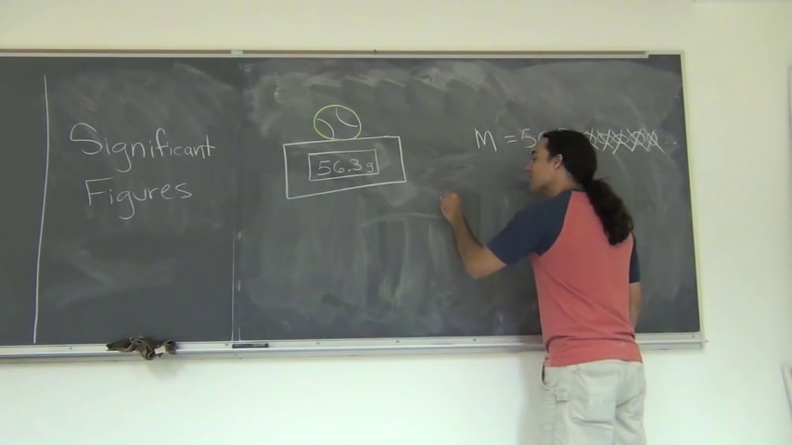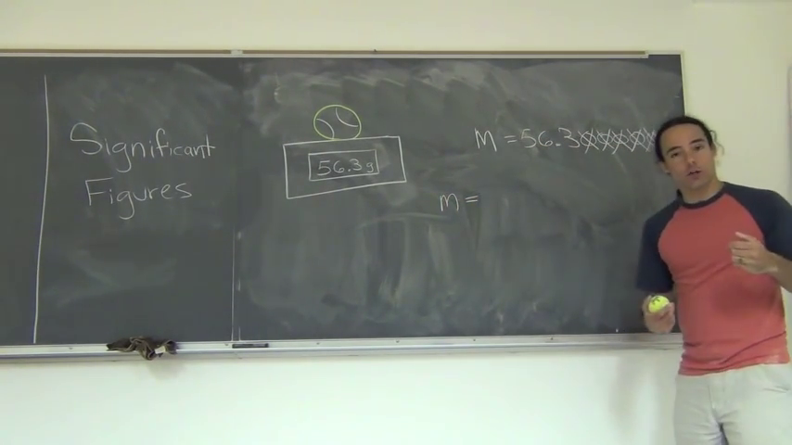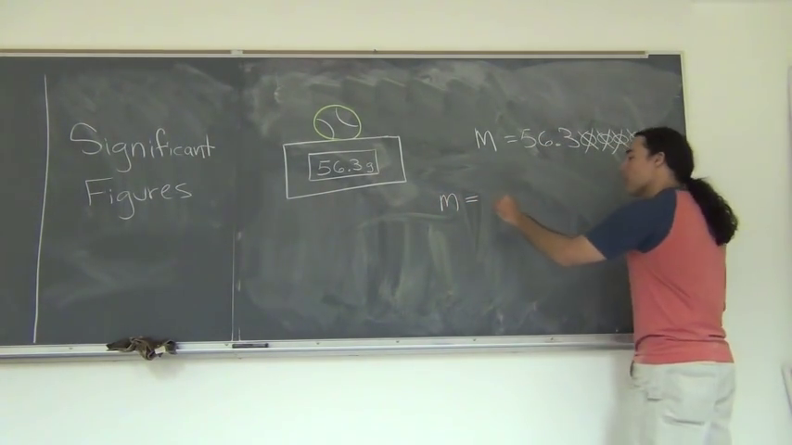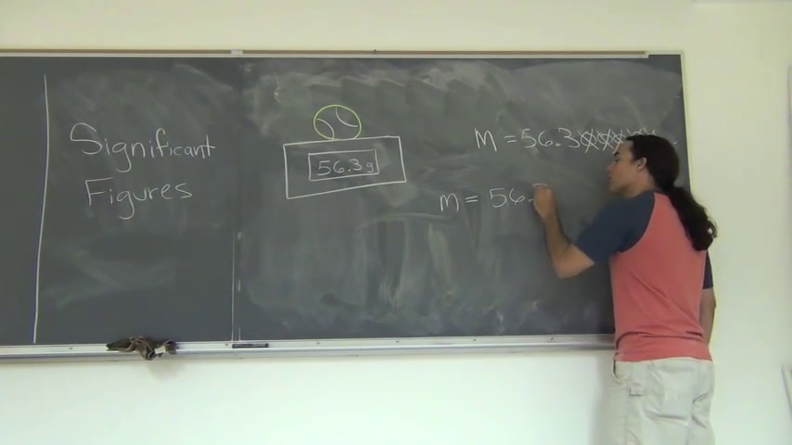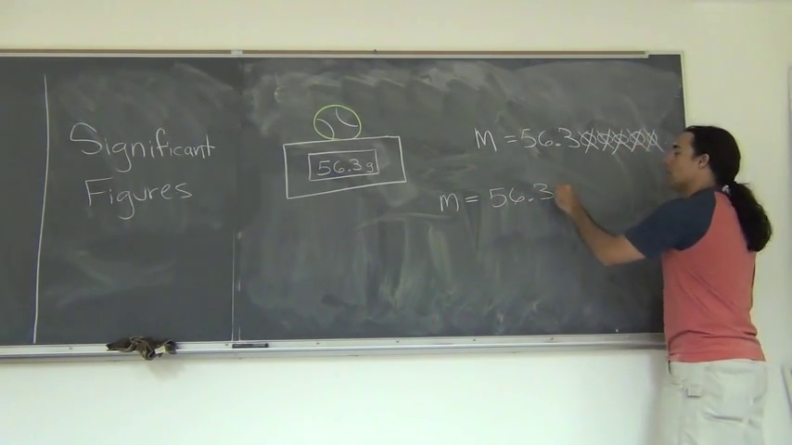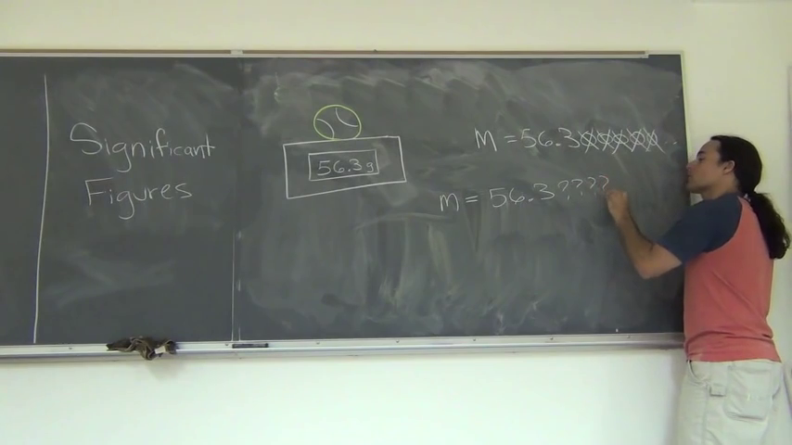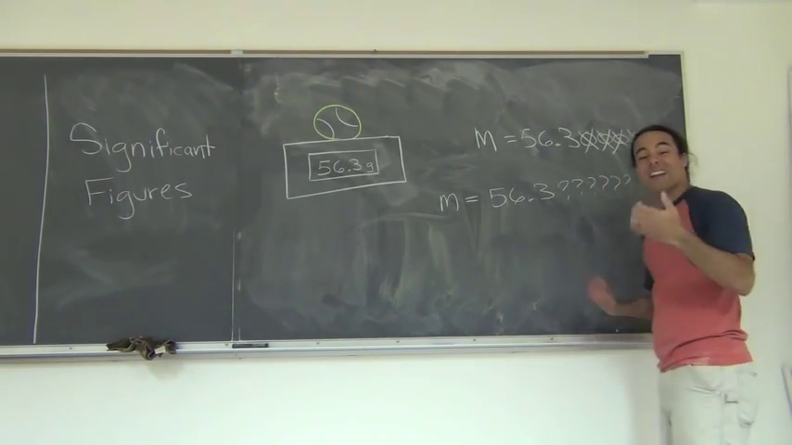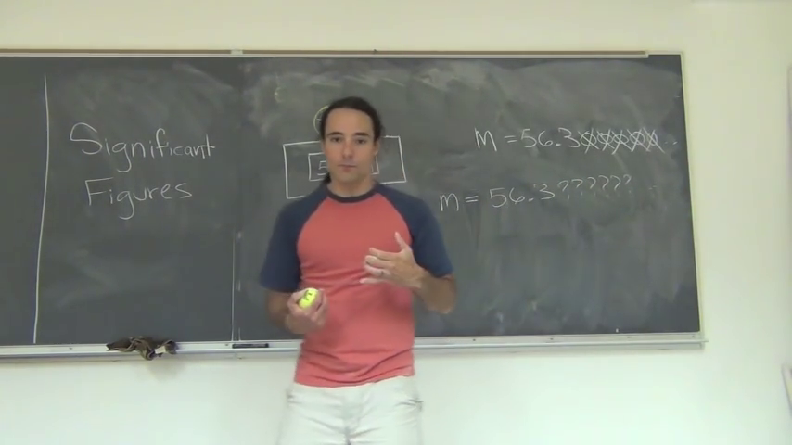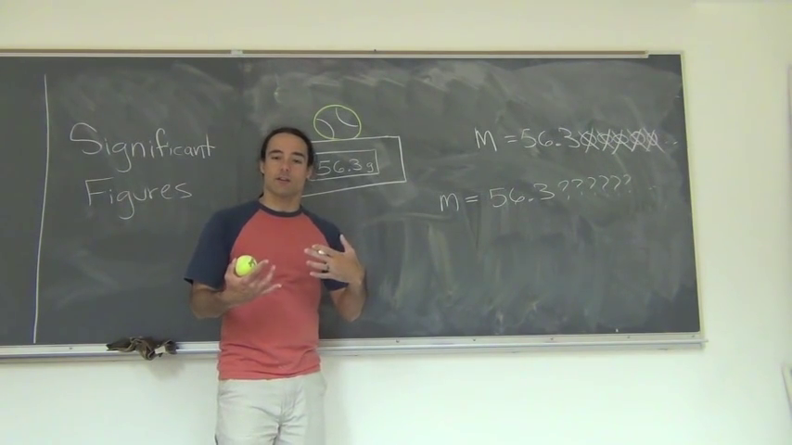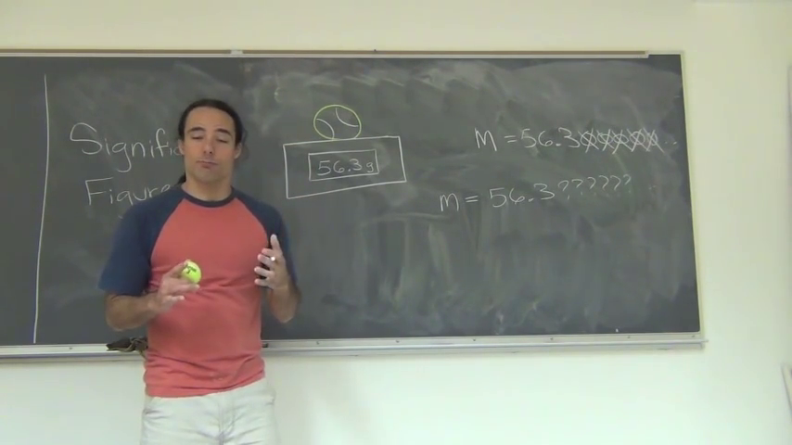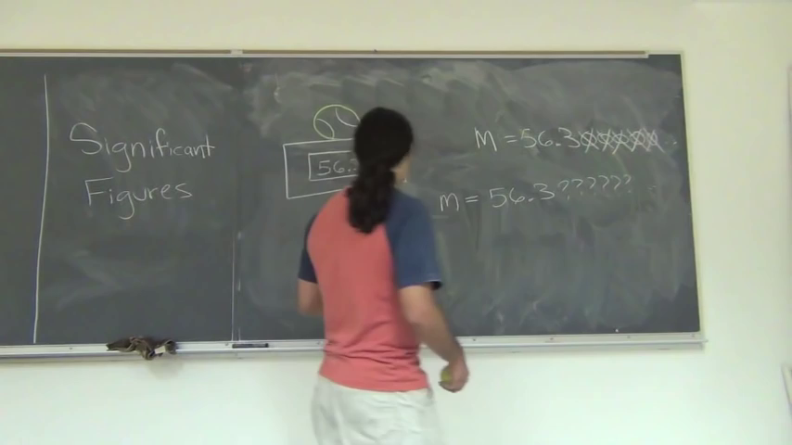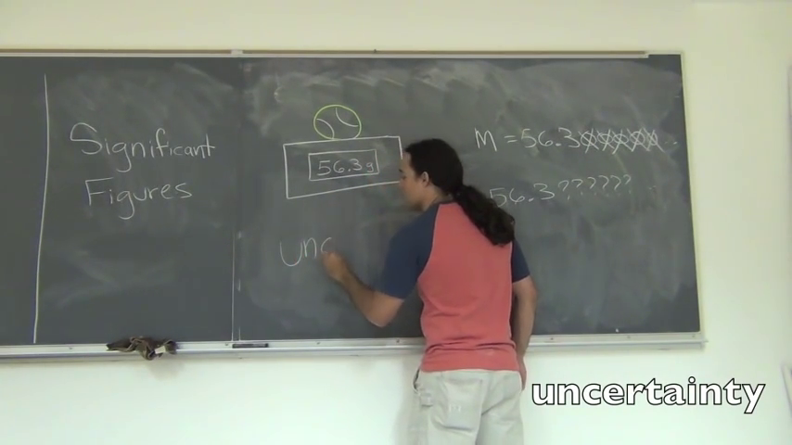So really, scientifically, what I want to do is write the mass is 56.3, I don't know, question mark, question mark, question mark. I don't know anything that comes after the 3. This is a subject that's very important in all branches of science, and it has to deal with what we call uncertainty.